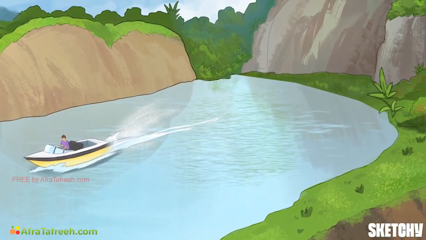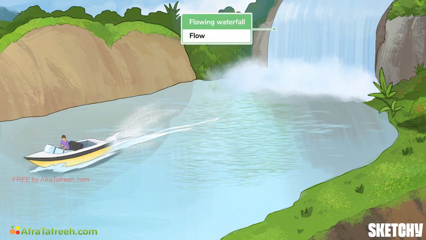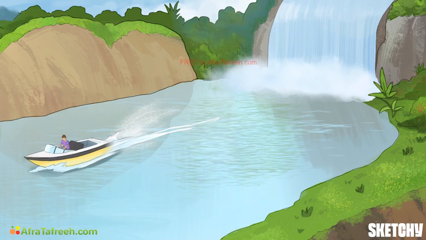Flow, represented by this flowing waterfall, refers to the volume or amount of blood traveling over time. Blood flow through a given blood vessel is measured in milliliters per second, but total cardiovascular blood flow of a resting adult is measured in liters per minute, about 5 liters per minute for most people.